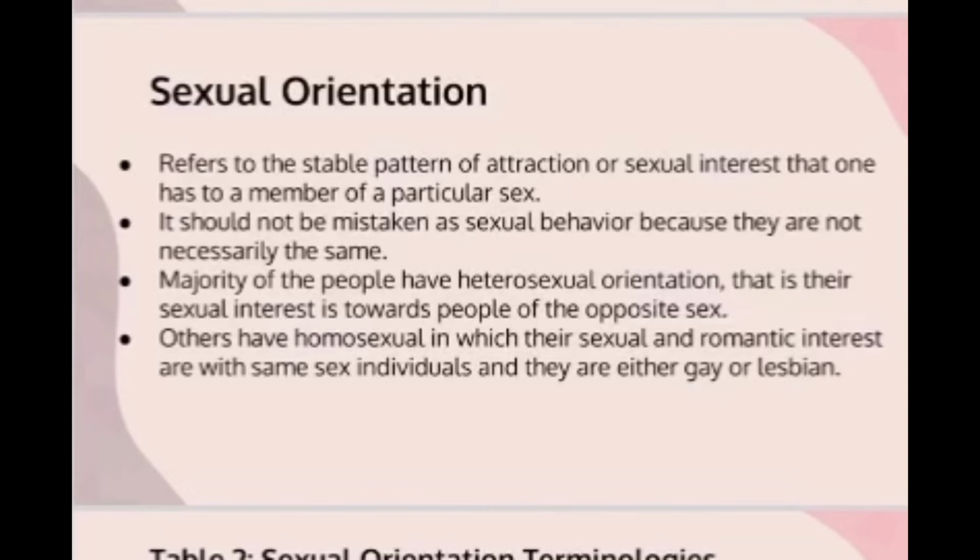There is a huge difference between sexual behavior and orientation, because sexual behavior can be defined as the quality or state of being sexual, or inappropriate physical contact or communication of a sexual nature. The majority of people have a heterosexual orientation, that is, their sexual interest is towards people of the opposite sex. Heterosexual refers to those who orient themselves as straight, just like a man and a woman. Others are homosexual, in which their sexual romantic interest is with same-sex individuals, and they are either gay or lesbian. The biggest example of homosexuality is the LGBT persons: lesbians, gays, bisexuals, and transgender persons.